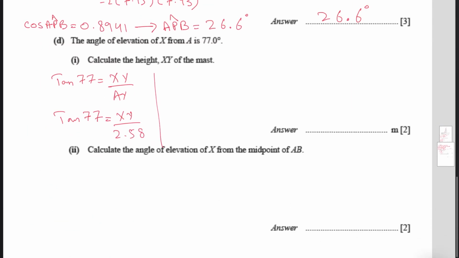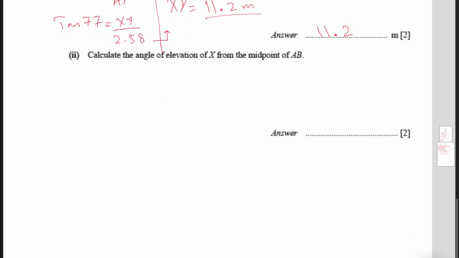2.58. Okay, if you further solve this, then XY would be equal to the product of tan 77 and 2.58. So XY comes out to be, let's see what we get, tan 77 times 2.58. This gives us 11.2 meters. So the length of the entire pole is 11.2, so you write it over here.